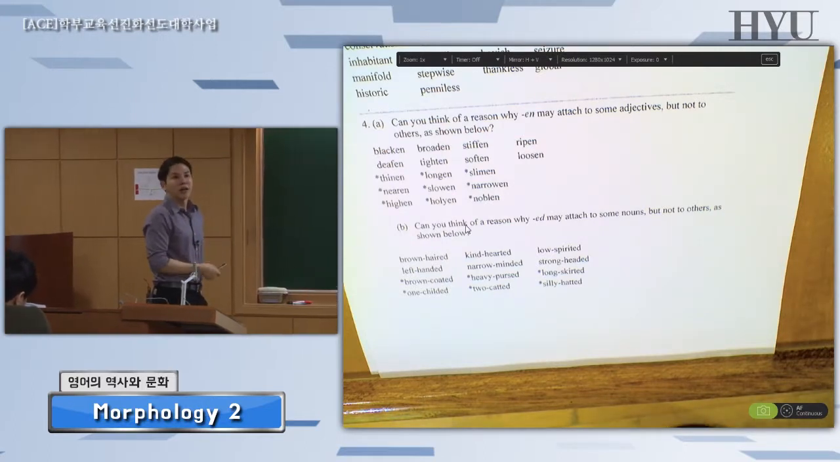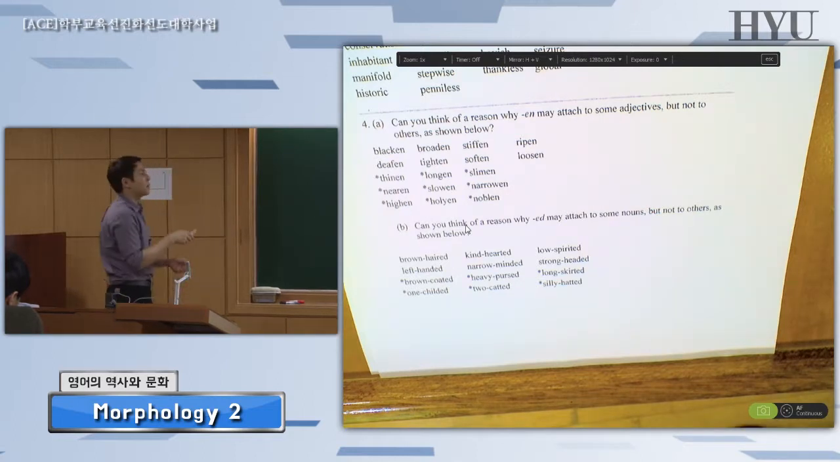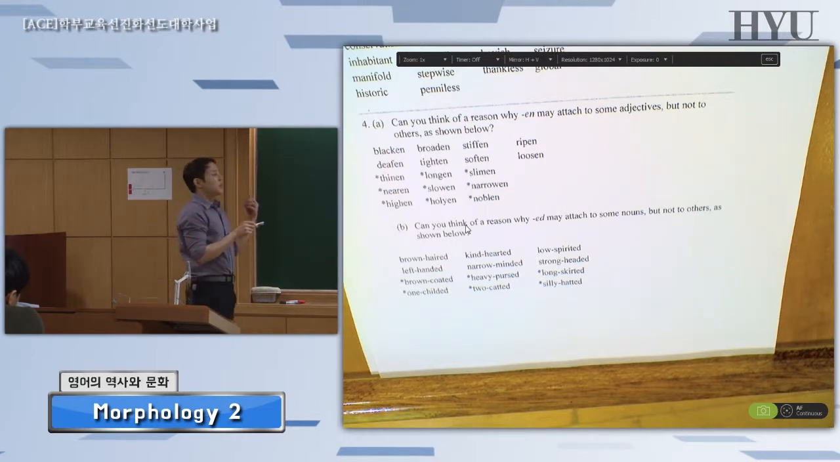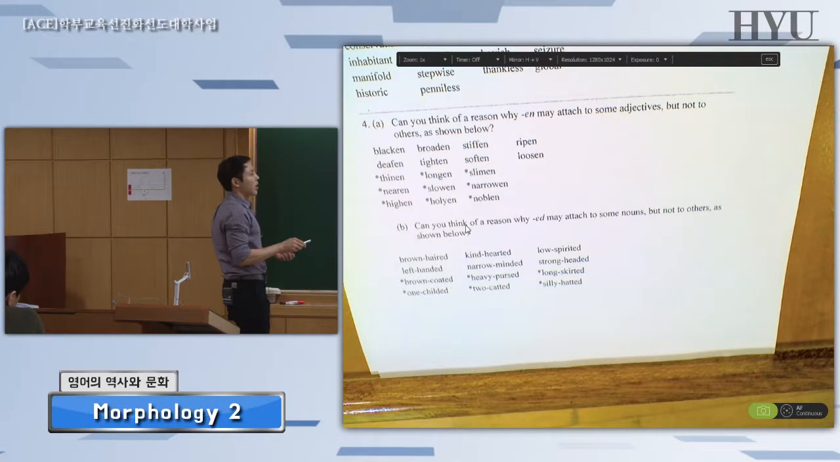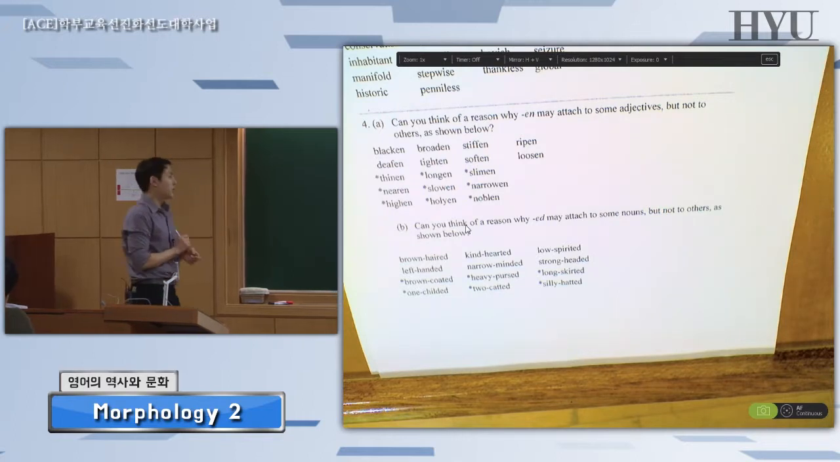Broaden, to make broad, like that. So En means to make. Stiffen, to make it stiff. Ripen, to make it ripe. So En can be attached to many adjectives here. Deafen, tighten, soften, loosen. But to some adjectives, like long, to make long, you cannot do that. You have to say lengthen, like that. Or you cannot do slowen, you cannot do thinnen, make it thin, right? Slimmen, make it slim, you cannot do that.